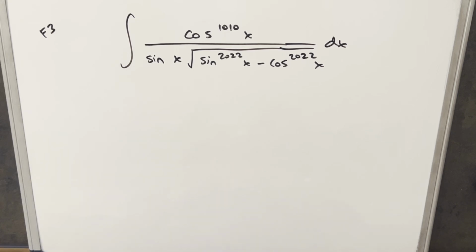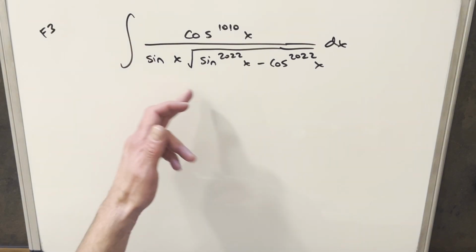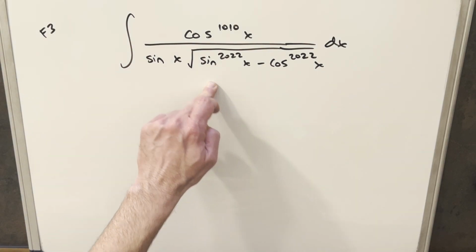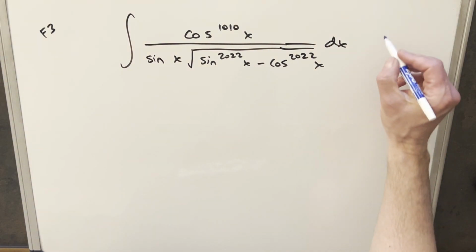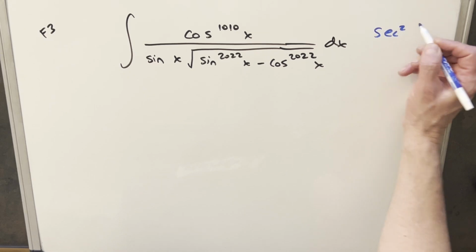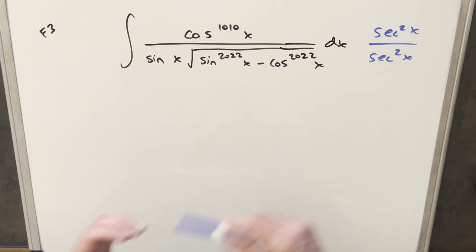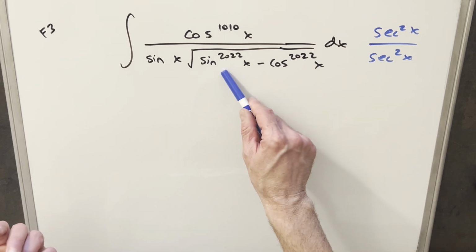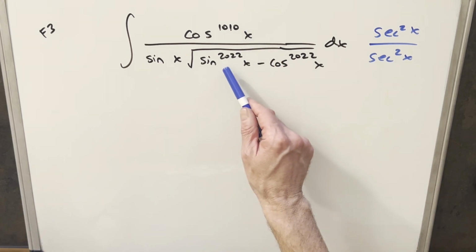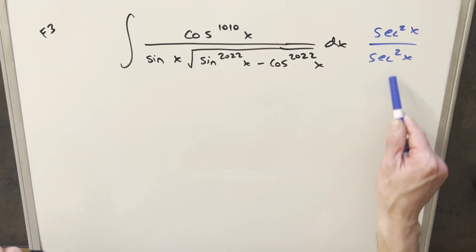Okay, now to get started with this, I just noticed that we have a whole bunch of sines and cosines in this expression. In a lot of cases, what we want to do with this is multiply by secant squared x to clean this thing up, right? But this trick only really seems to work when we have smaller exponents, and with 1010 and 2022, this is not quite going to do it.